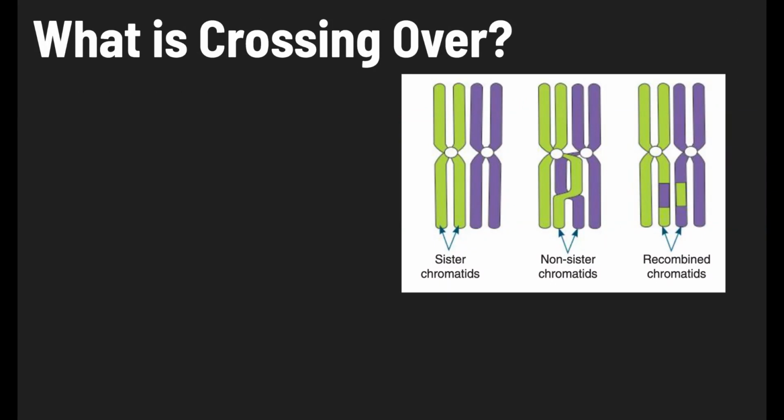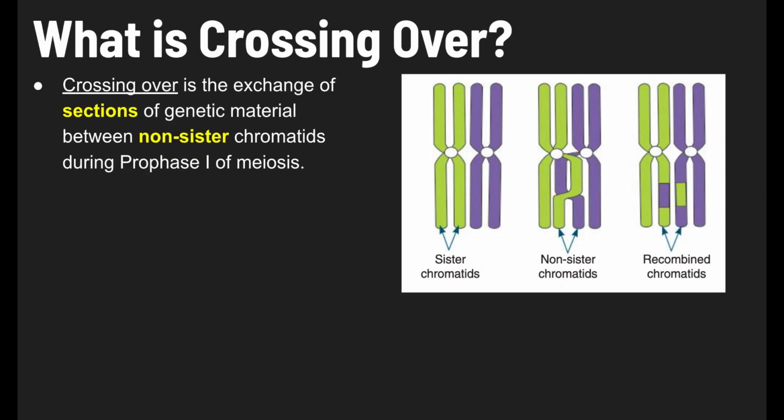Okay, let's talk about a second way that variation is produced during meiosis. This is through crossing over. So what is crossing over? Crossing over is the exchange of sections of genetic material between non-sister chromatids during prophase 1 of meiosis.